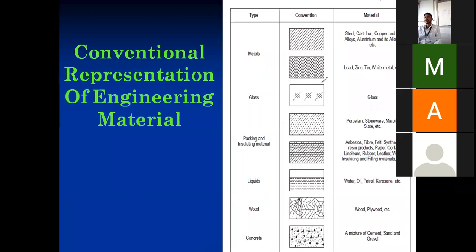Can anybody differentiate? I am expecting it from a diploma student. What is the difference between steel, cast iron, copper, and lead, zinc, tin, white metal? Both are metals, but where will steel, cast iron be used, and where will lead, zinc, tin, white metal be used? Wherever there is more friction, which metals are used?